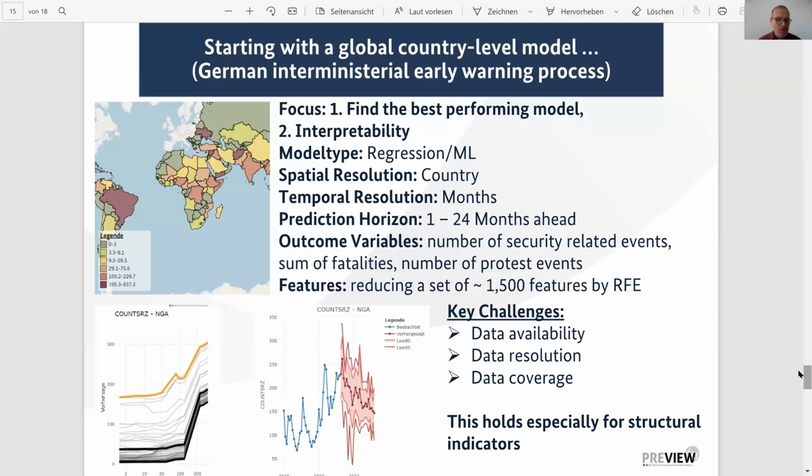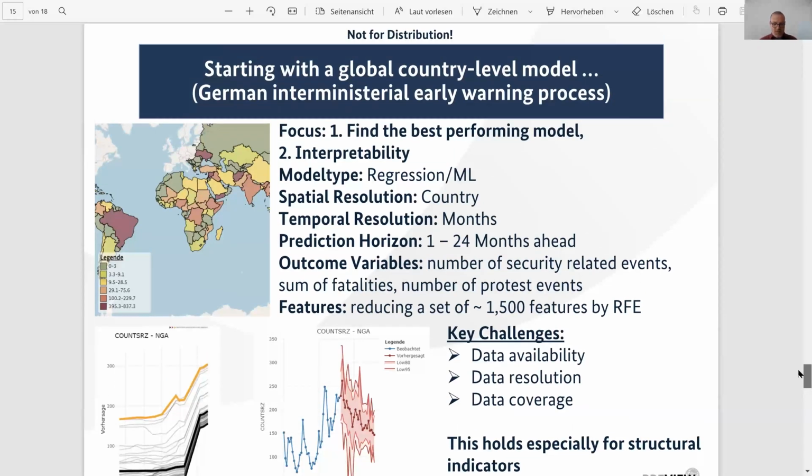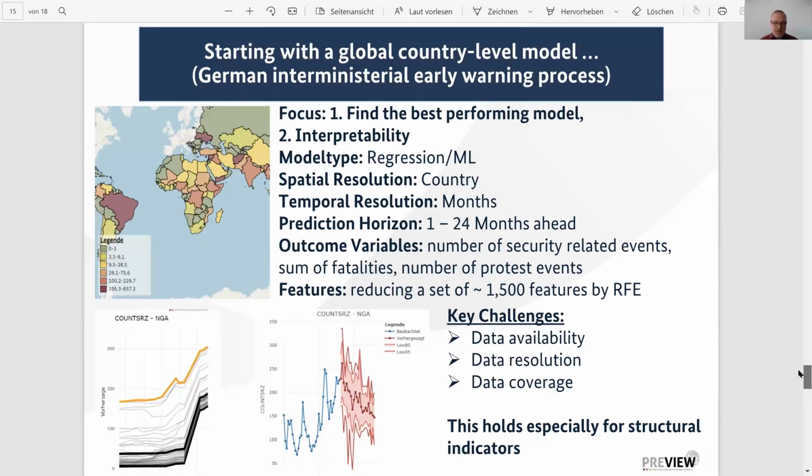Normally, we fit different modeling approaches, for example, a random forest, a gradient boosting, or a support vector machine, and find the best model, which minimizes the error the best for the upcoming 1 to 24 months. So the temporal resolution is month. We are dealing with a country-month problem in this case.